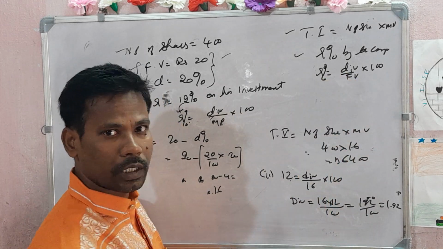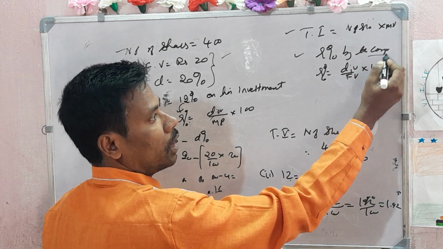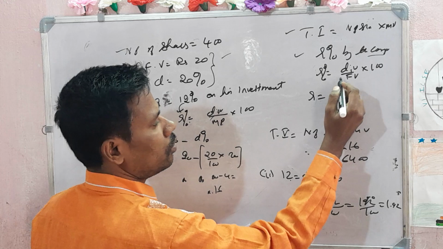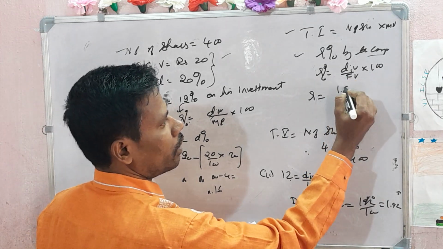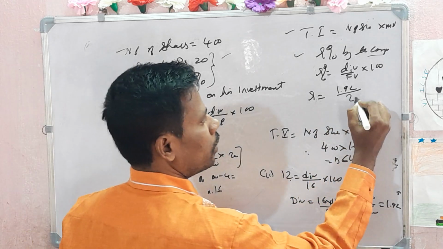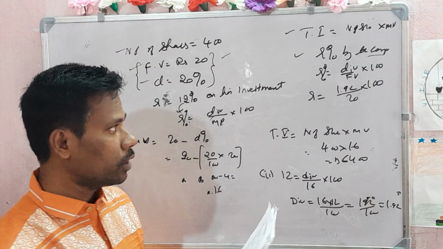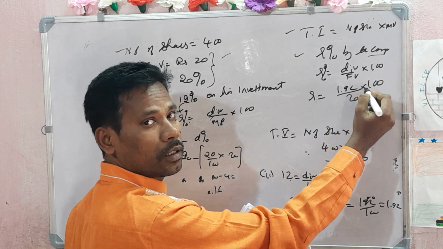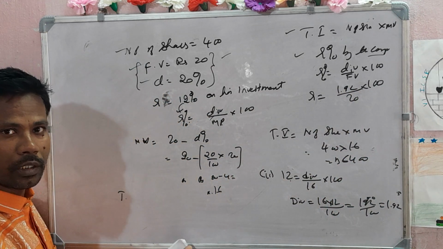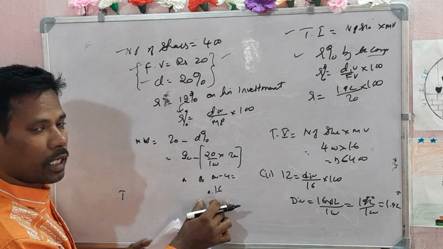Now go for the rate percentage. It is asking the rate percentage by the company. I told you we have to use this formula because it is asked by the company. So rate percentage is equal to the dividend we just calculated, 1.92, by the face value, which is 20, into 100. Is it clear up to here? Any doubts? Any questions? It's very simple.